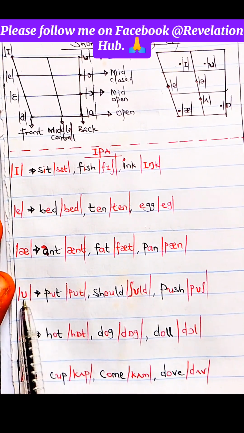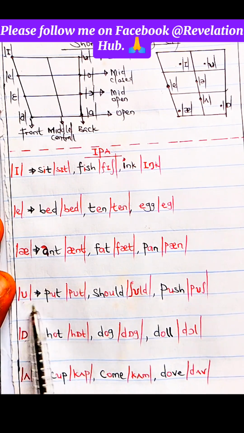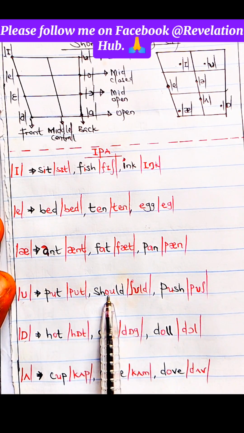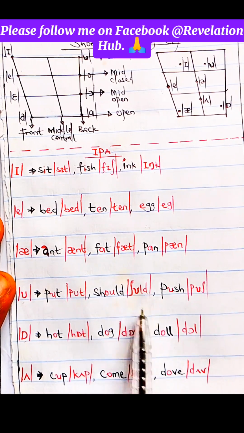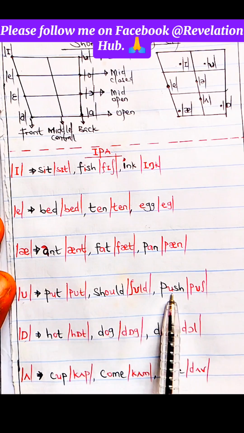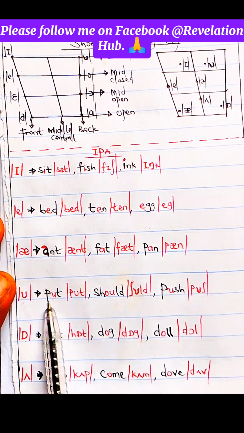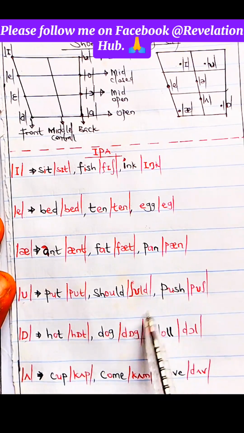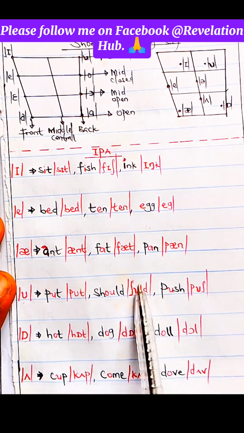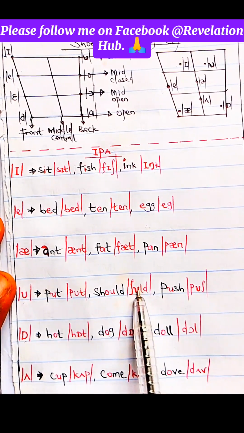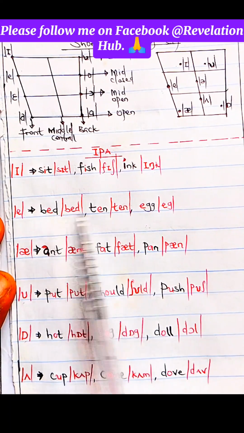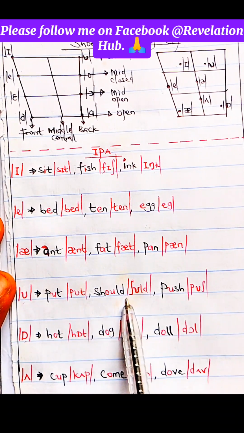So the next we have is the short U sound, such as in put, should, or sometimes we say push. So as you can see, when you pronounce the short U sound, what do you observe? You find out that your lips are in a rounded position, unlike the previous set of sounds, where the lips are slightly spread out. This one, your lips are rounded.